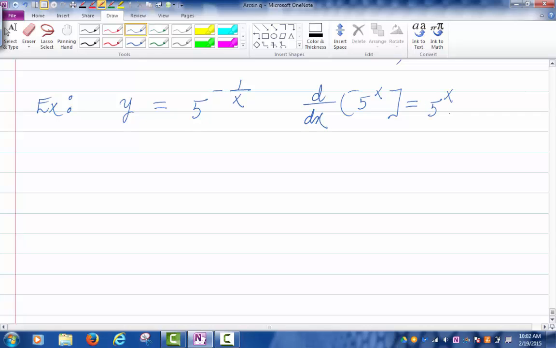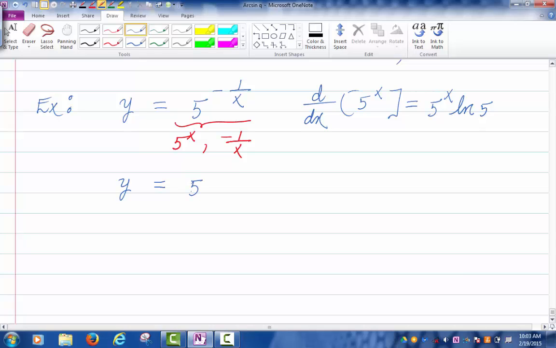What's the derivative of negative 1 over x? Nobody said anything. Okay? What did I do wrong? If the exponent were just x, then the derivative would be 5 to the x times ln of 5. I forgot about ln of 5, right? Then multiply by the derivative of the exponent.